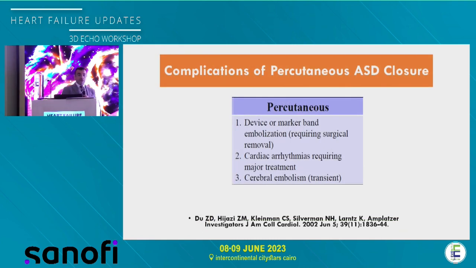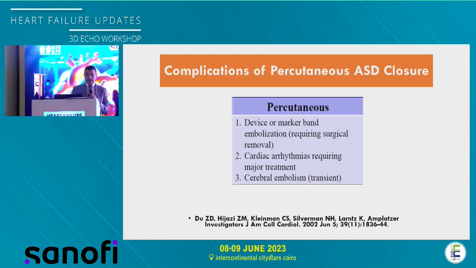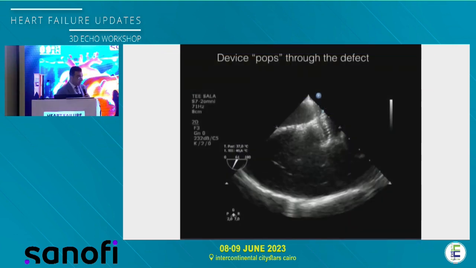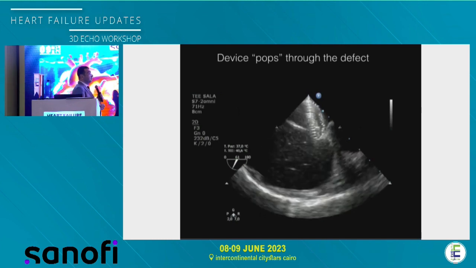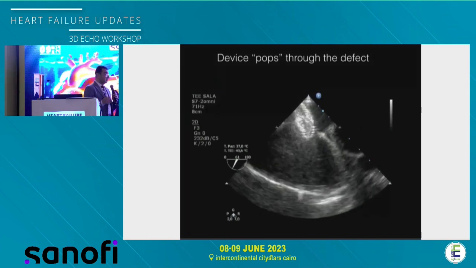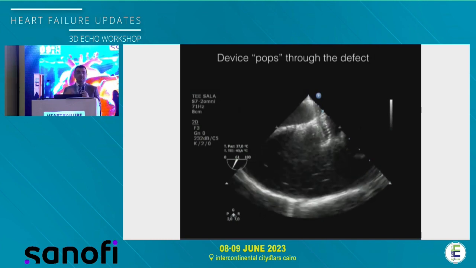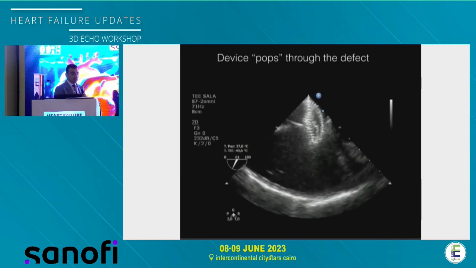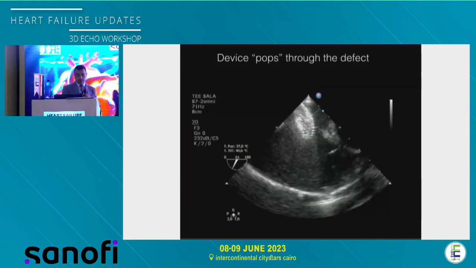So you may have some complications of the percutaneous ASD closure, like device or band embolization, cardiac arrhythmia, or cerebral embolism, like the catastrophe you are seeing here. Your device is floating inside both atria. This is because of the wrong selection of the device size from the start.